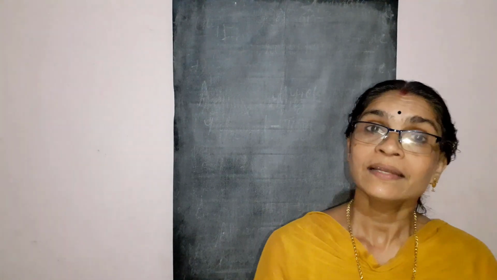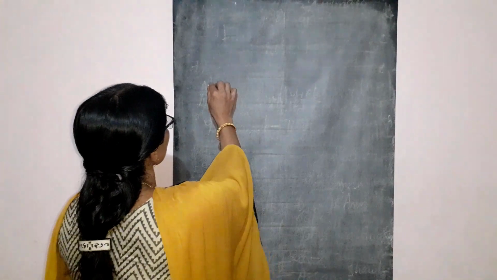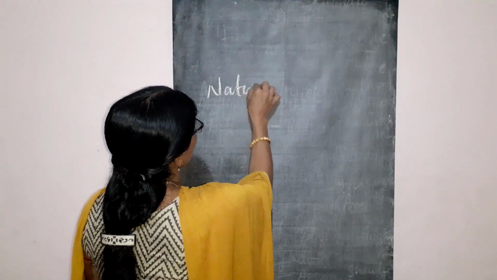You have learned in class 6th about fibers, isn't it? Then let us recollect some points that we already learned in class 6th. There are two types of fibers. Which are they? Okay, natural fibers and man-made fibers.